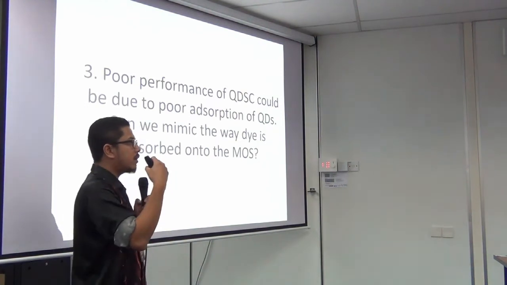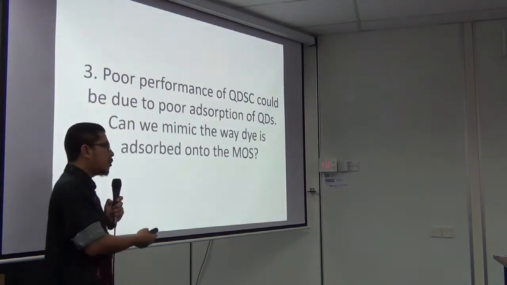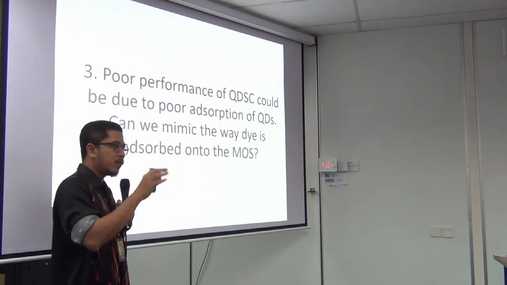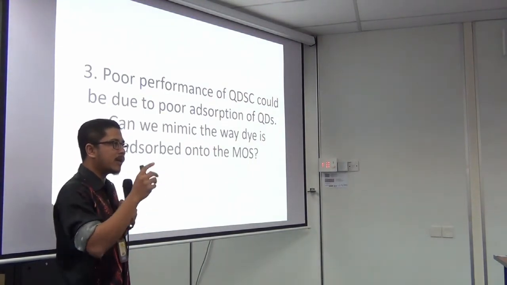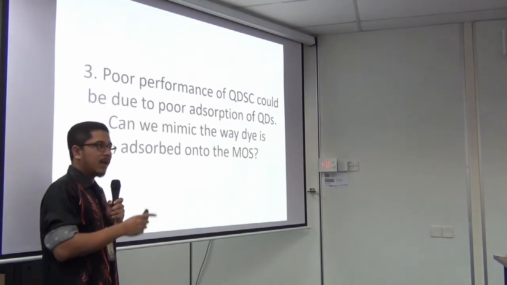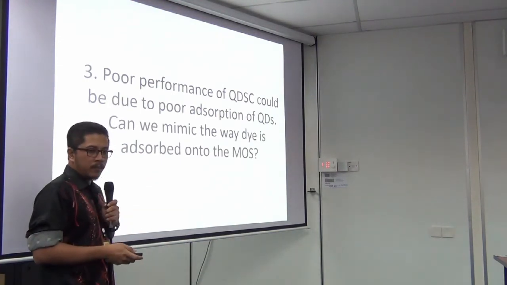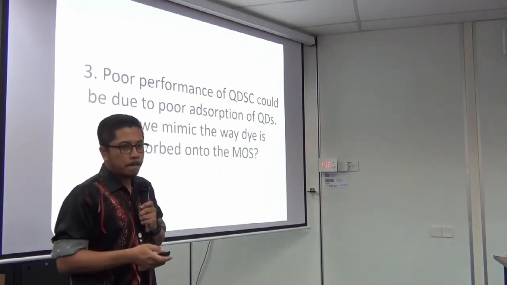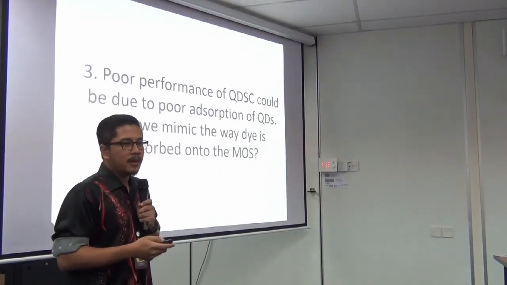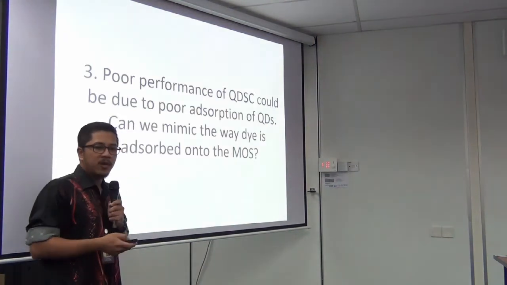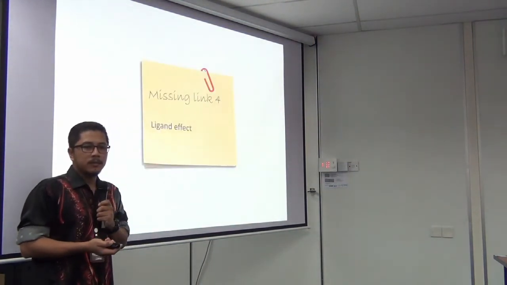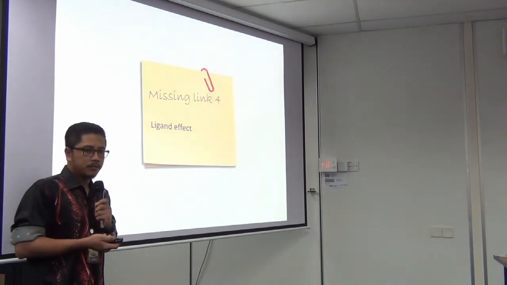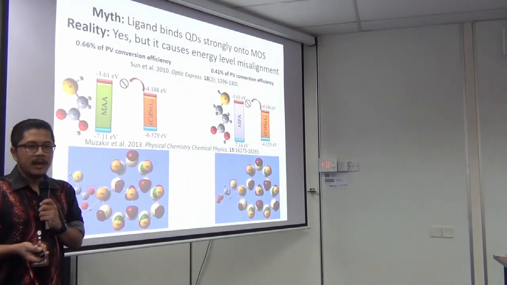The difference between our dye and our quantum dot is that dye has functional groups. They have carboxylic, they have what else? Mercaptan, the SH, and also the COOH. But our quantum dots don't have that COOH or SH. So can we mimic the way dye is absorbed onto the MOS? Yes, we can. This will be the missing link number 4, which is the ligand effect. Ligand.